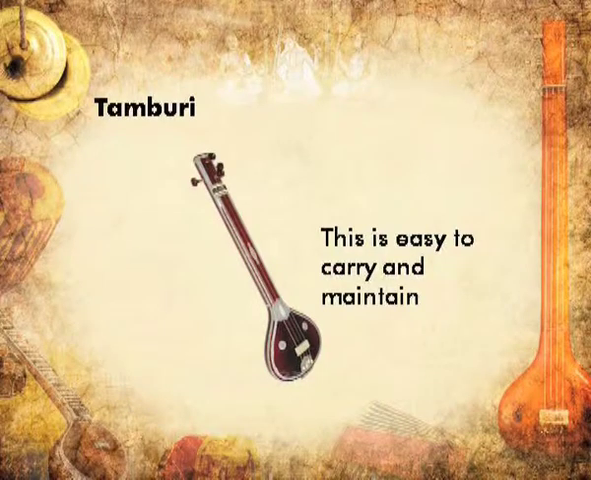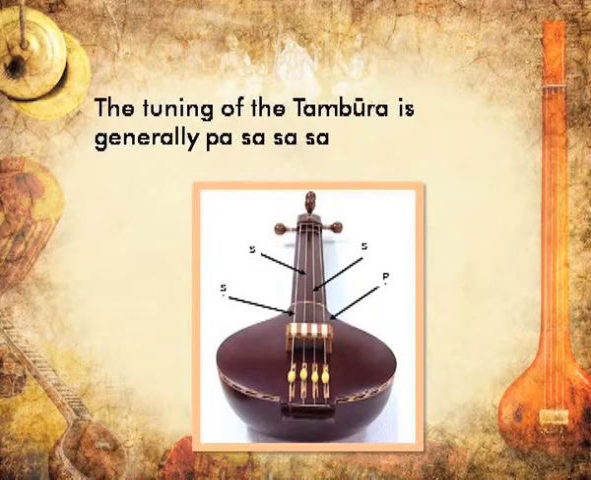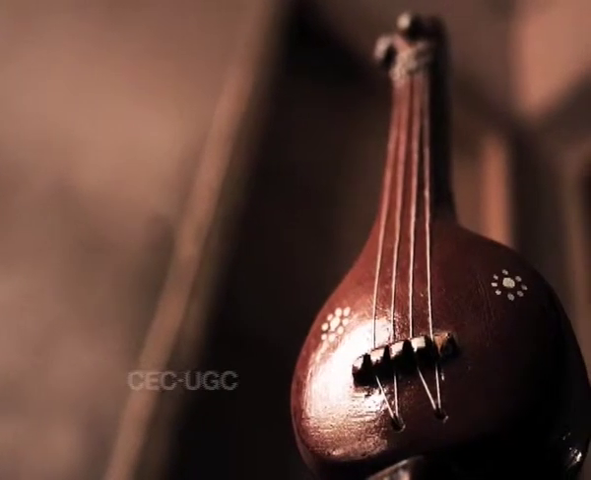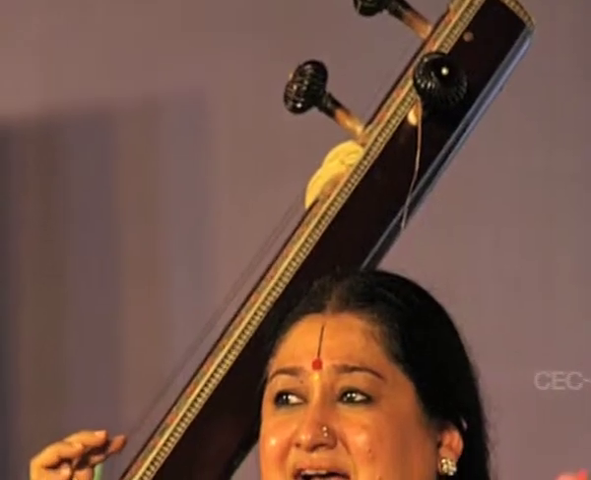The tamburi style is easy to carry and maintain because of its smaller size. The tambura is prized for its rich, full-bodied sound. The tuning of the tambura is generally pa, sa, sa, sa. It may also be tuned ma, sa, sa, pa or ni, sa, sa, pa depending on the ragas of the performance.